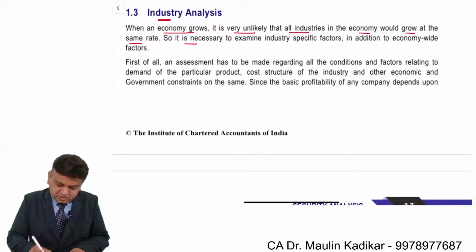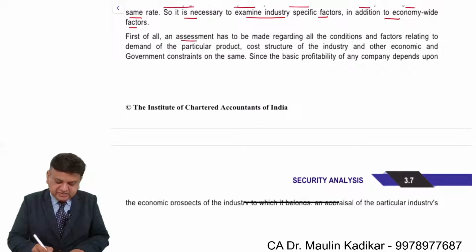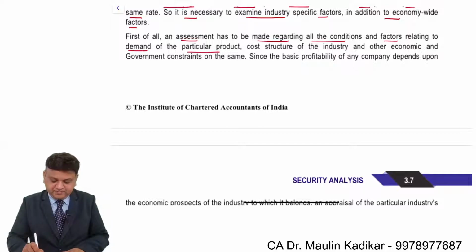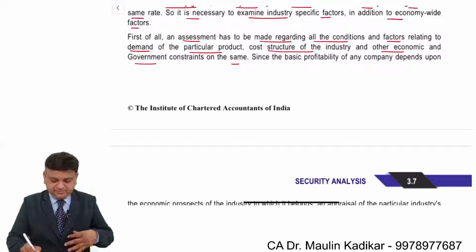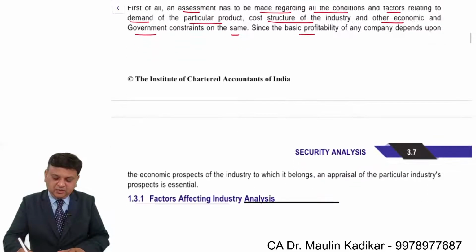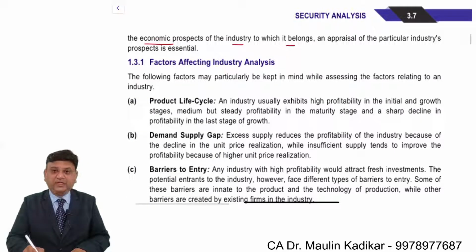So it is necessary to examine the industry specific factors in addition to economy wide factors. First of all, an assessment has to be made regarding all the conditions and factors relating to the demand of the particular product, the cost structure of the industry, and other economic and government constraints on the same. Since the basic profitability of any company depends upon the economic prospects of the industry to which it belongs, an appraisal of the particular industry's prospects is essential.